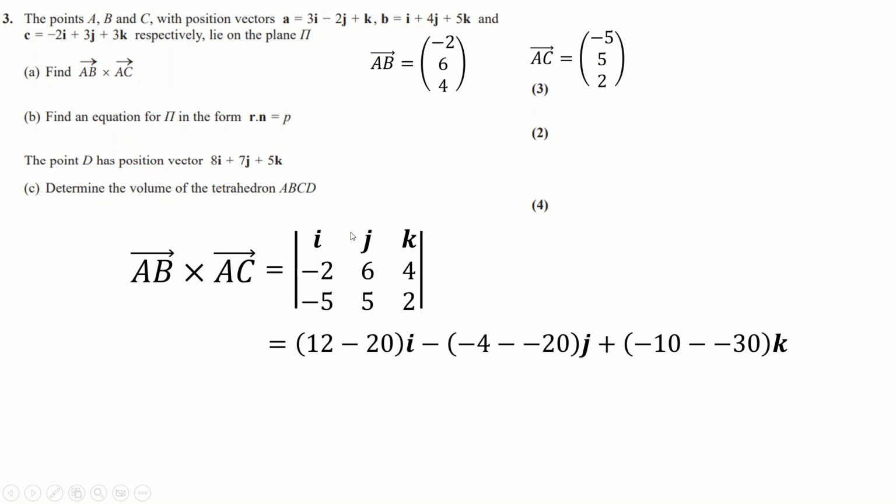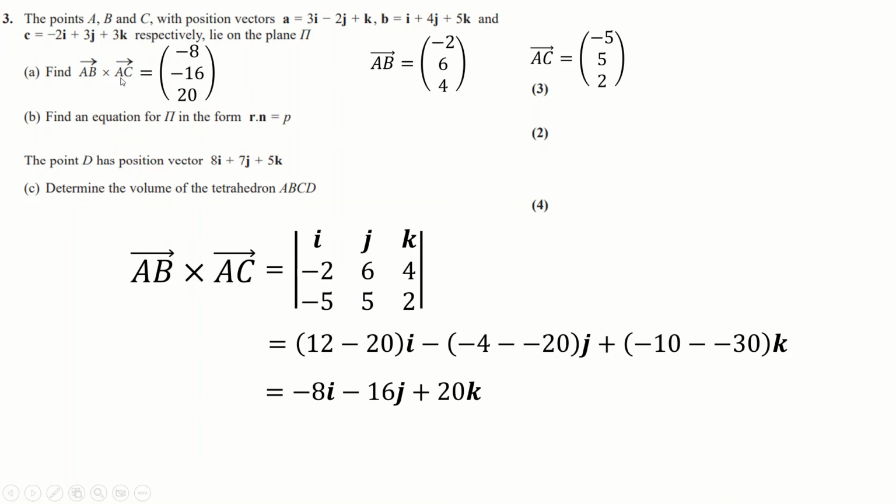And then minus, remember, you do minus this one, j times this, which is minus 4, minus this times this, that's minus 20. And then plus k times this minus 10, minus 30. And we get this in the end, and that will be this. I'll put it in column form up here. Find an equation for pi in the form this.